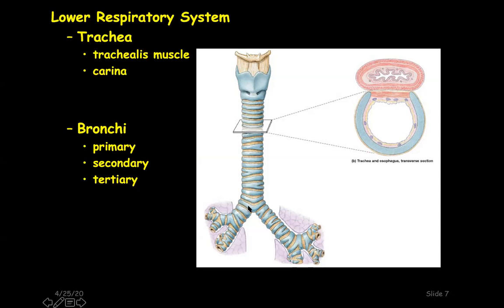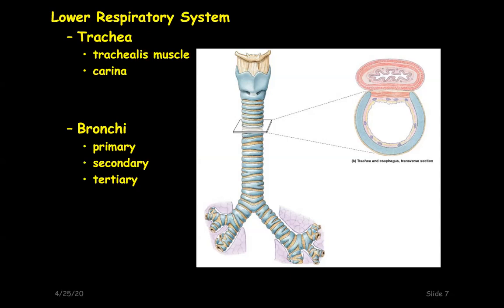At the carina, this last ring of cartilage at the end of the trachea, that's where we get the split into the primary bronchi. So the primary bronchi branch from the trachea at the level of thoracic vertebrae 5, and the ridge called the carina marks the division. This ring of cartilage right here, that would be the carina, and then we would be in the left and the right primary bronchi.